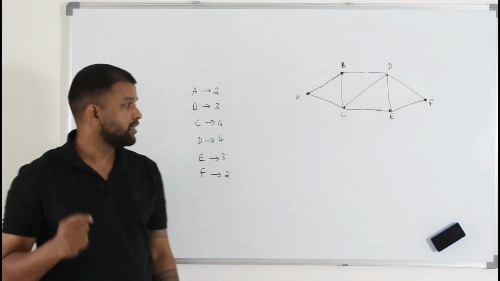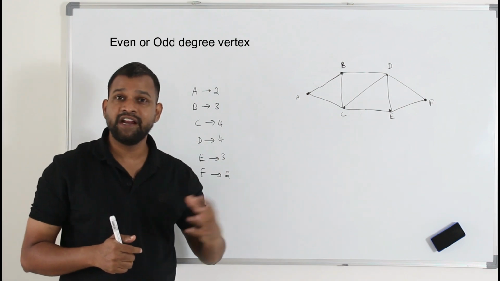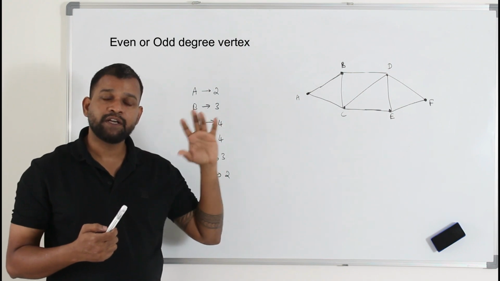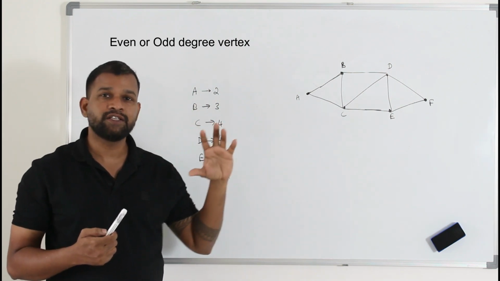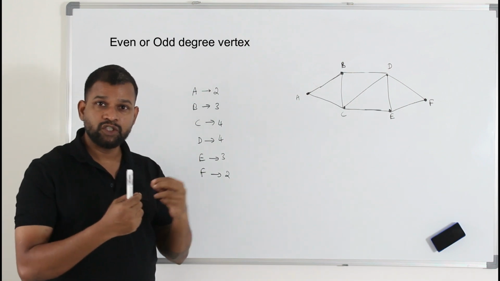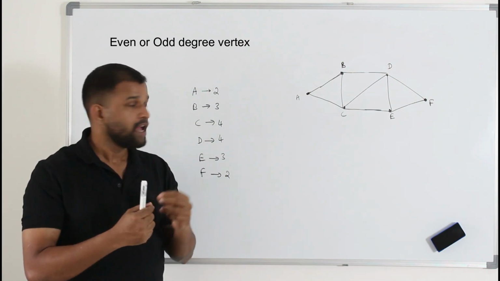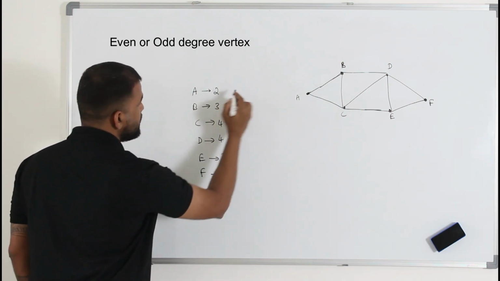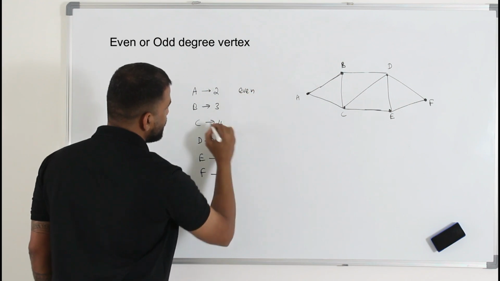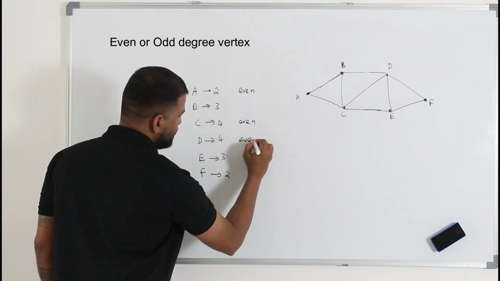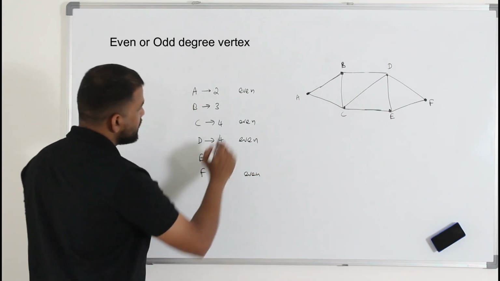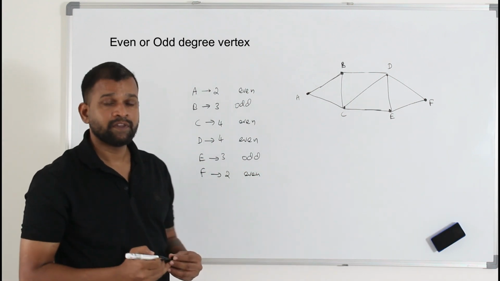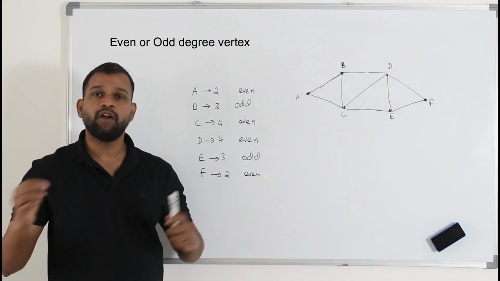And the next thing you are going to learn is a vertex with even degree or odd degree. If the question says a particular vertex has an even degree, you should understand that the number of lines joining to the particular vertex is an even number. That means in this case, A is a vertex with even degree. C, D and F also. B and E are vertices with odd degree. So that's what even degree and odd degree means.